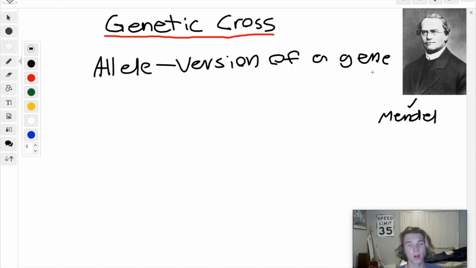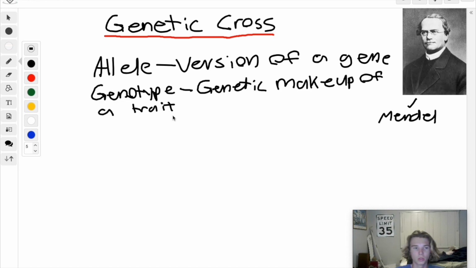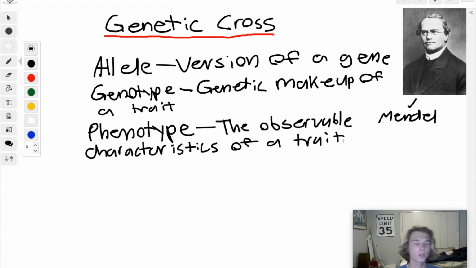So an allele, all it is, it's just a version of a gene. And alleles make up what we call the genotype. So a genotype is just a genetic makeup of a trait. So it's the genetic code, and it instructs what proteins are supposed to be made, and it just gives instructions to the body and what everything's supposed to look like. And this genotype makes up what's called the phenotype.